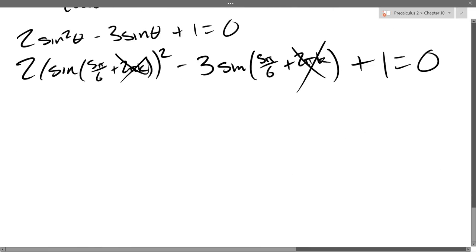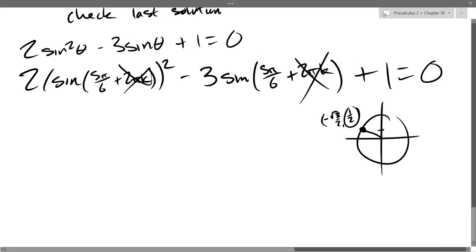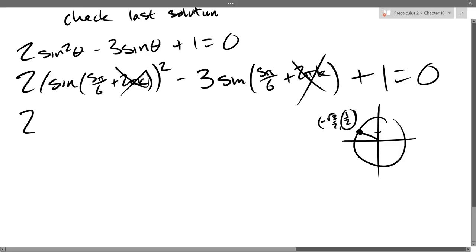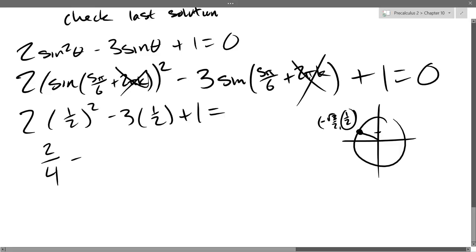So where's 5 pi over 6? That's the last stop before you hit pi. And we get negative square root 3 over 2 comma positive 1 half. So the positive 1 half is the value that we're using. So we get 2 times 1 half squared minus 3 times 1 half plus 1. And 2 times a half squared, that's 2 fourths, minus 3 halves plus 1.